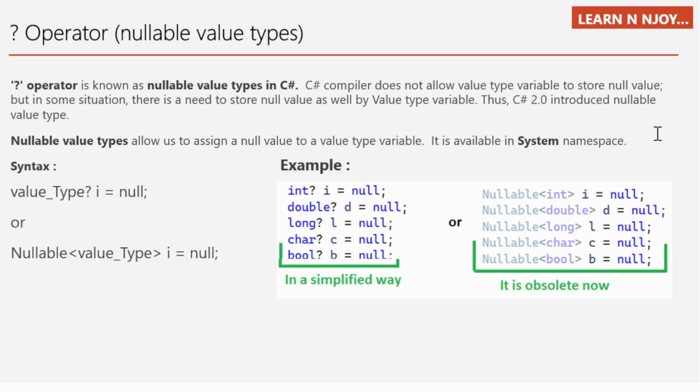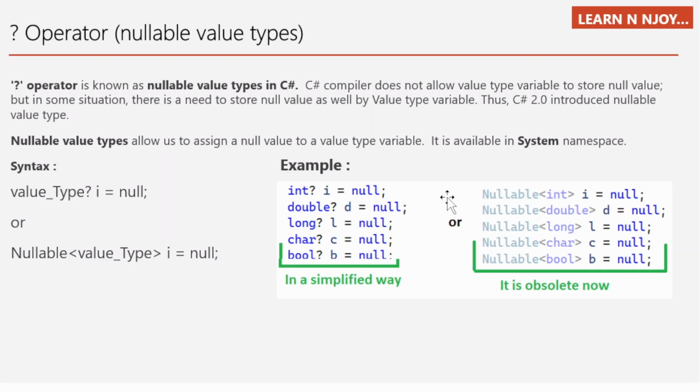It is available in the System namespace. If you see the syntax over here, value type question mark I is equal to null. This is one way of writing. The other way is Nullable, angular bracket, value type, closing angular bracket, I is equal to null. If you see the example on the right-hand side, we are going to write int question mark I is equal to null, double question mark D is equal to null, and so on. It is a simplified way of writing the nullable value type.